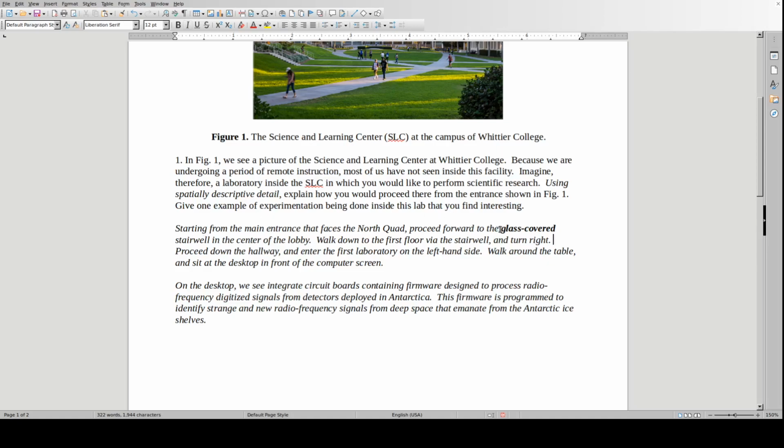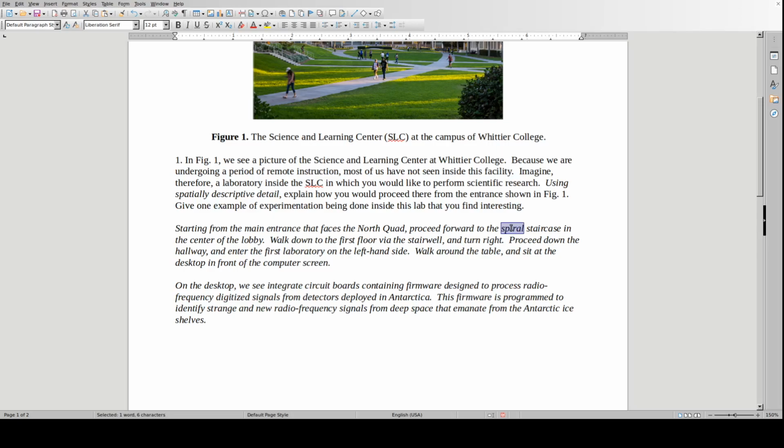So instead of just cutting that word, glass-covered stairwell, perhaps I could instead say spiral staircase in the center of the lobby. If I say spiral staircase, I think there's literally zero ambiguity about what I mean. If you were to go there, you'd see there's exactly one spiral staircase. And when I say spiral, you know what I mean by a spiral. That's a shape. There's only one kind of spiral. So proceed forward to the spiral staircase in the center of the lobby.